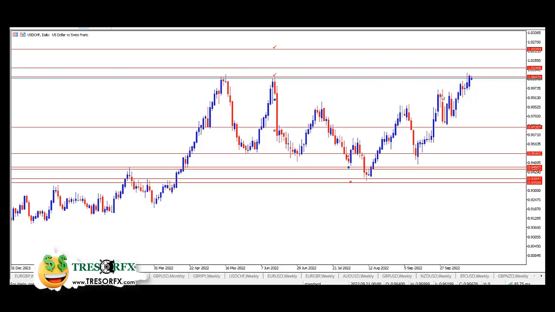This is the third time that the US dollar has attempted to break the parity level, and if you take a look at the price action approaching the level, I think this time is the one where the price will break to the upside. So the purpose of today's trading idea is to take a long trade at the market price.